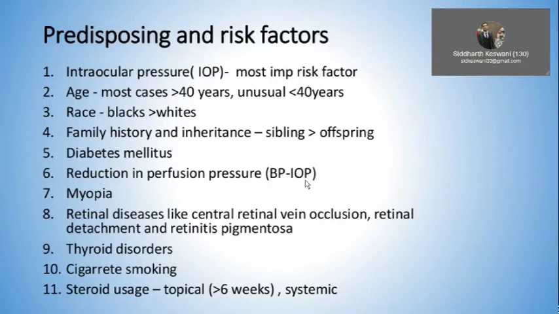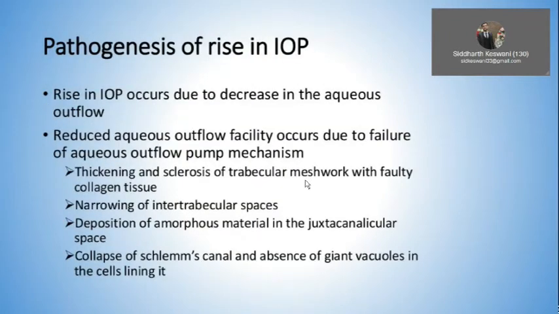Another thing is we have to come to the pathogenesis of the increase in the intraocular pressure. So basically the rise in intraocular pressure occurs due to the decrease of the aqueous outflow. The reduced aqueous outflow facility occurs due to failure of the aqueous outflow pump mechanism. This is basically related to the increase in the intraocular pressure.